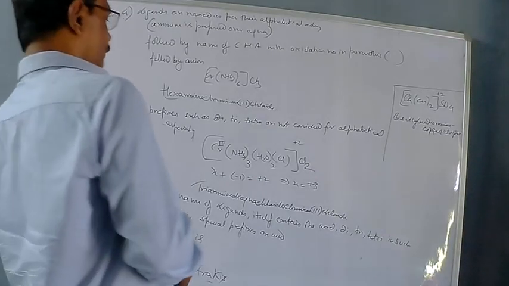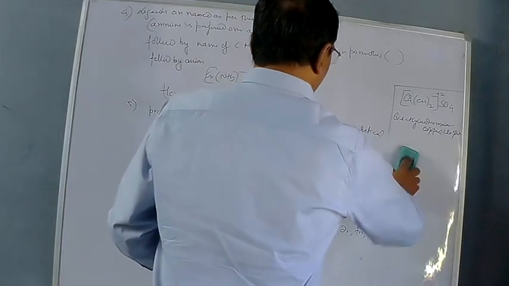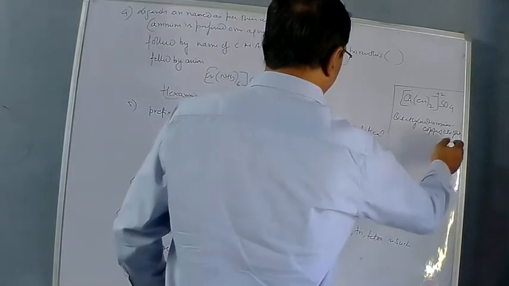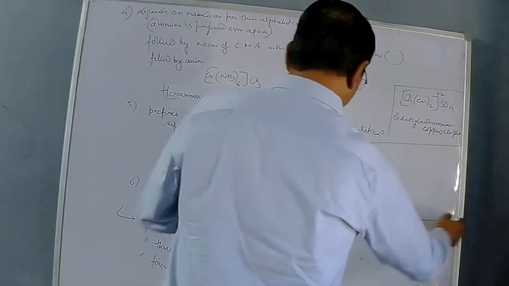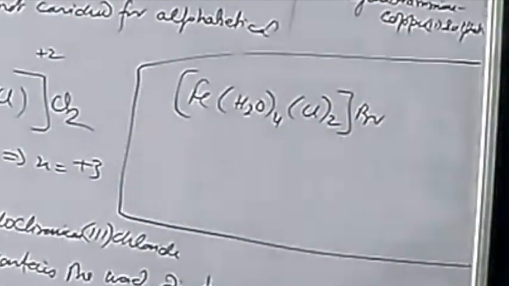Let us take one more. So class, let us take one more example here. [Fe(H2O)4Cl2]Br. As it is a cationic complex, the reason is that if Br is -1, then this coordination sphere here is +1. That's why it's a cationic complex.